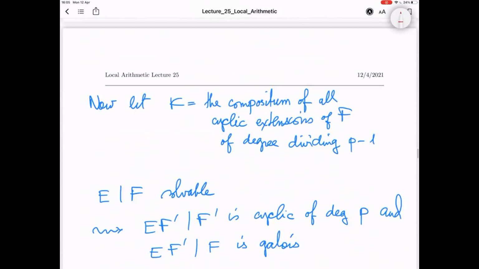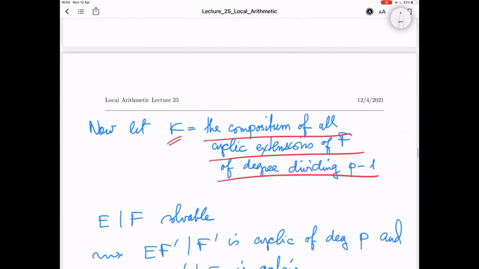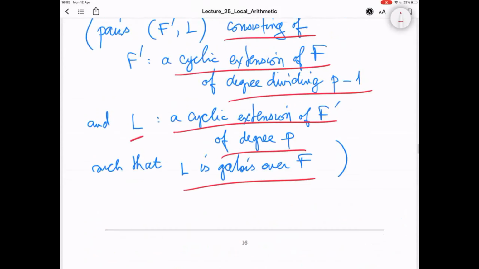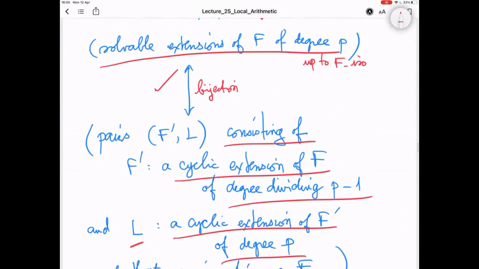Now, if I let K stand for the compositum of all cyclic extensions of F of degree dividing p minus 1. You see, the slight problem with this bijection is that for every E, if I have an E here, then I get, of course, a pair.